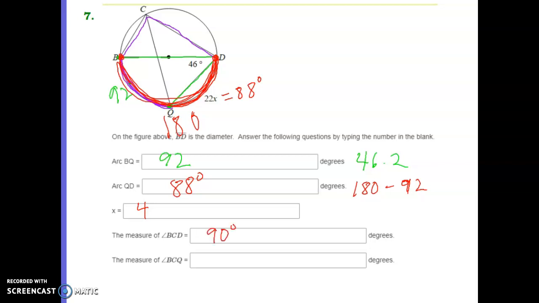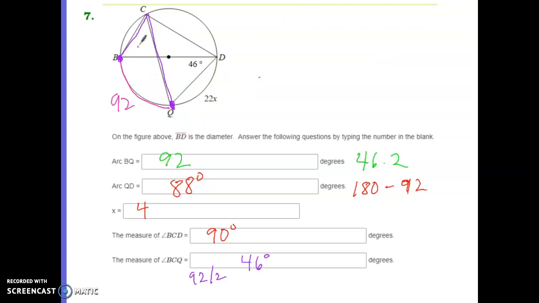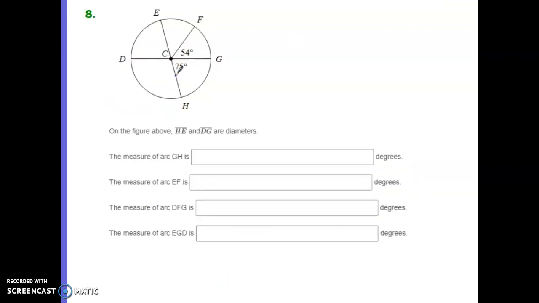And the last one, the measure of angle BCQ. Let me erase this. Angle BCQ, I just traced it in purple, and you can see that it's an inscribed angle across from 92 degrees, this arc BQ. So that means the measure of this angle that we're looking for is going to be half of 92, so that's 46 degrees.